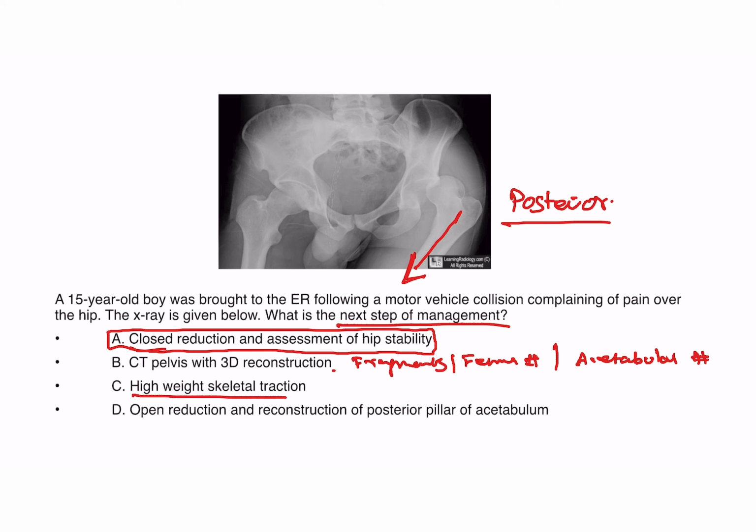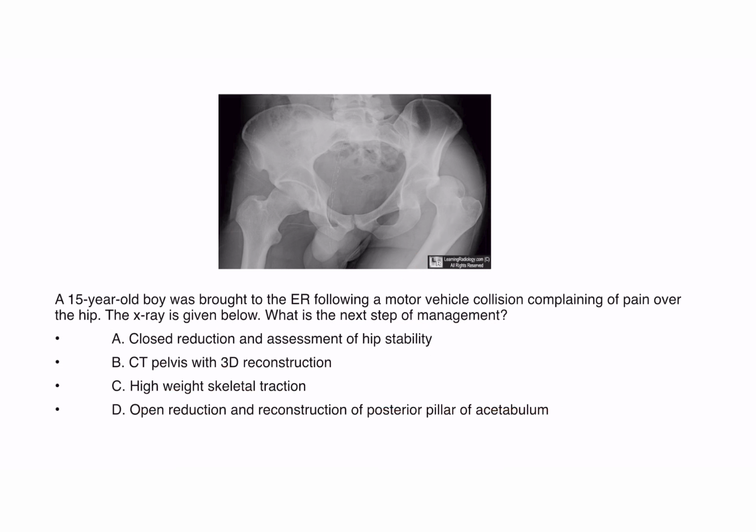Open reduction and reconstruction of the posterior pillar of the acetabulum, only in case of an acetabulum fracture you are going to do that, right? So you are not going to do this as a first step. You are neither going to do that as a first step. Only after reduction you may need a CT pelvis to assess the fragment, femur fracture or acetabular fracture. So the correct answer for this question is closed reduction and assessment of hip stability.